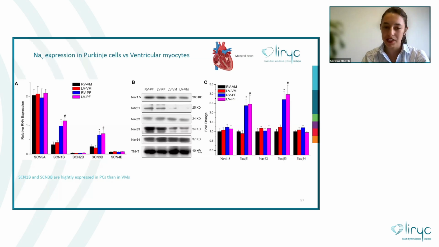And for the protein parts, the blot that you can see here, and the different histograms that normalized the protein expression, confirm that even if the sodium channel is similarly expressed between both groups of cells, the expression of two subunits, NaV-beta1 and NaV-beta3, are higher in Purkinje fiber than ventricular myocytes.